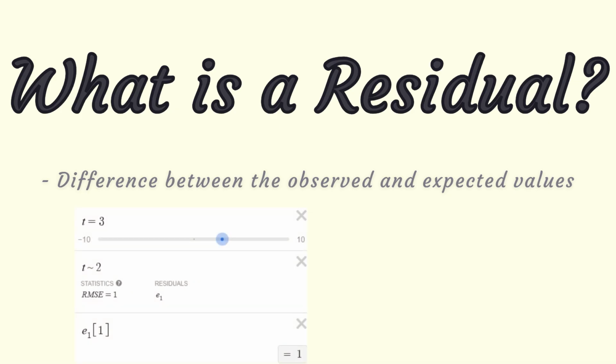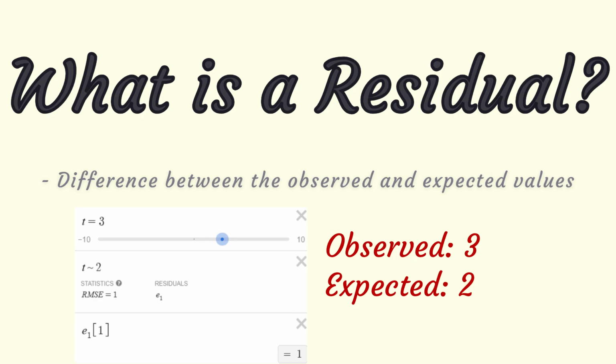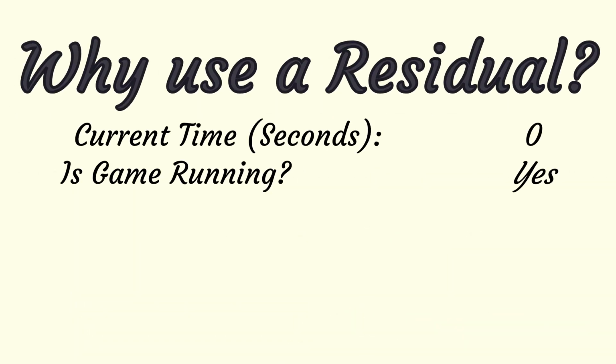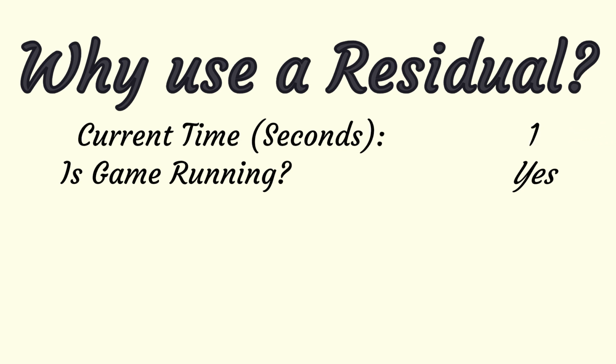In the example shown, a variable t is created and set to be 3. This is the observed result. The residual of t is then taken with 2, which is the expected result. The output is therefore 1, the difference of 3 and 2. In our case, we would need to increment time, but only while the game is running, meaning we cannot rely solely on the slider's animation.